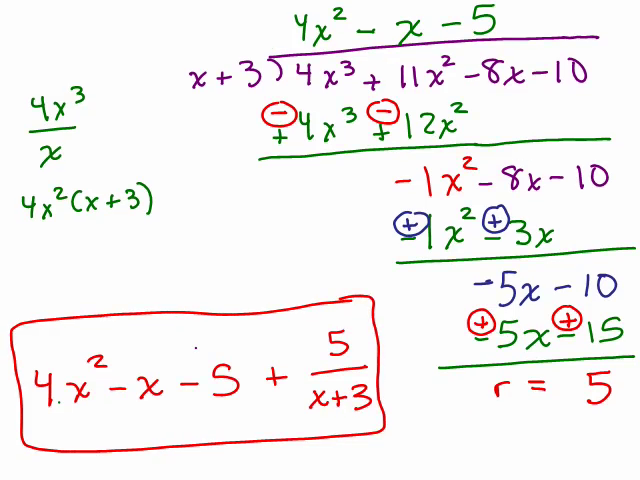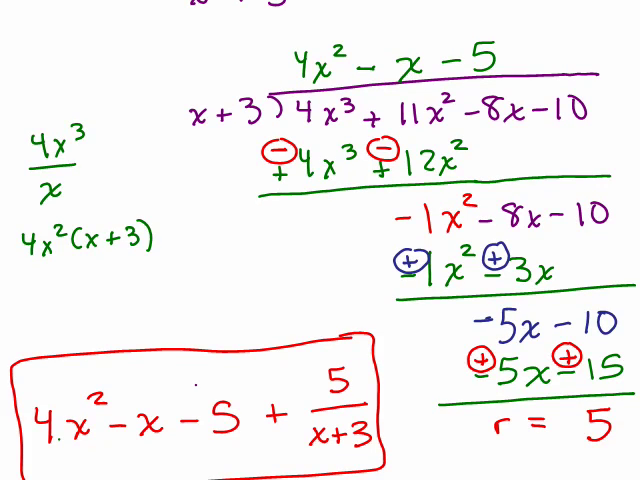All right, can't use the FOIL this time because I've got to do x plus 3 times this whole quotient, which is 3 terms, 4x squared minus x minus 5, and add the remainder. The remainder itself is just the 5.